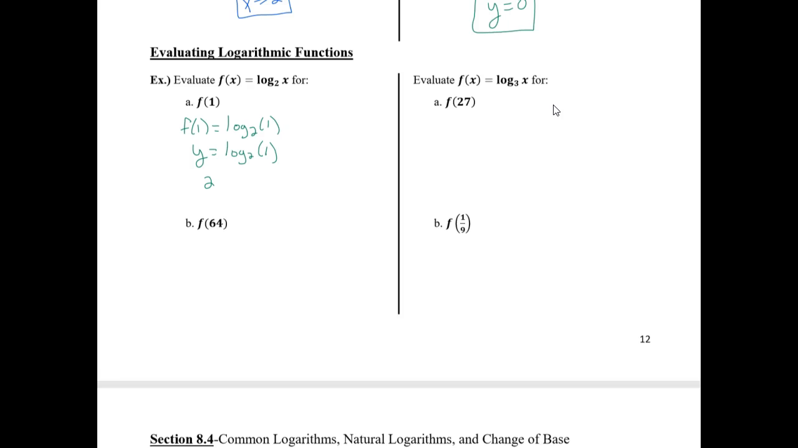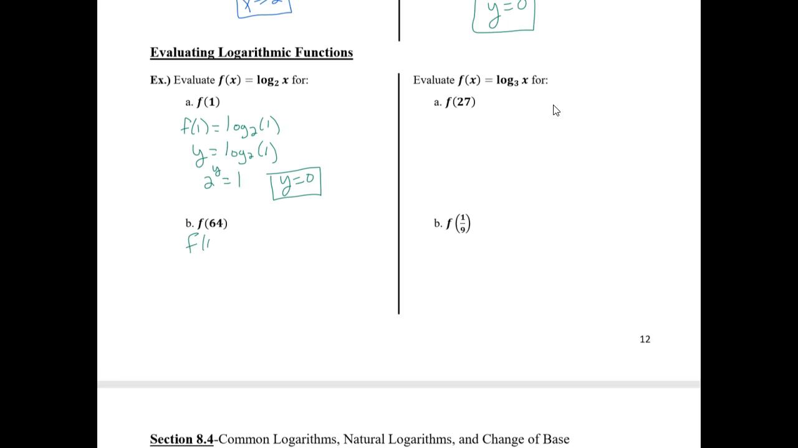Logs equal exponents. The exponent here is y. It will equal what we took the log of. Well, the only way to get 2 to the y to equal 1 is if y equals 0. Right? So anything to the 0 power is 1. Let's do part B, f of 64.